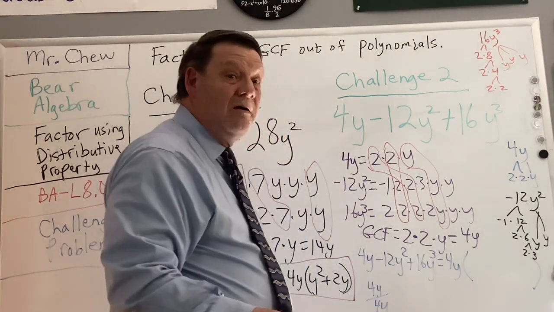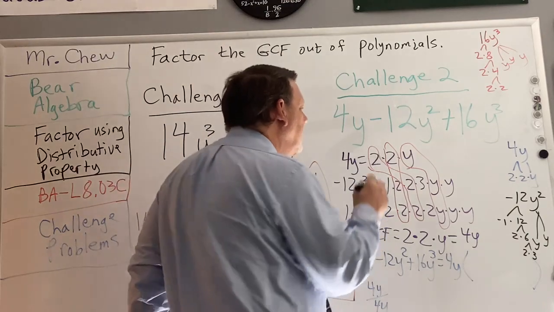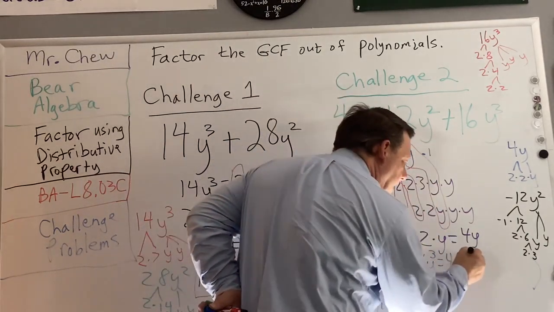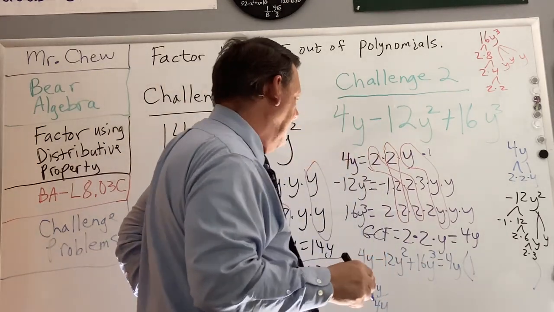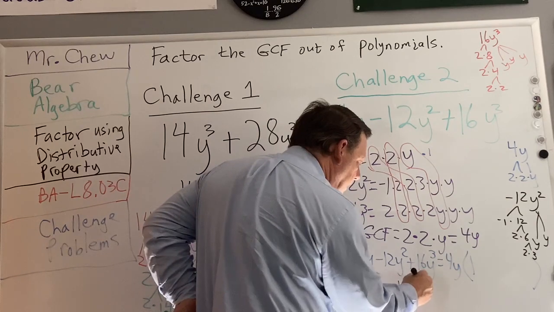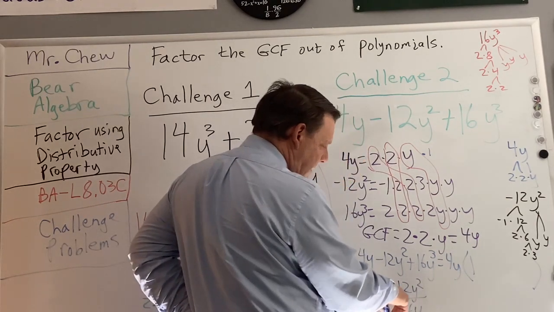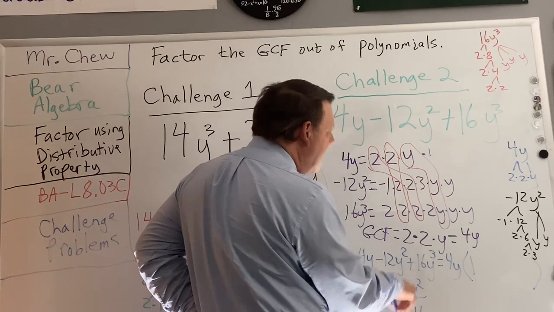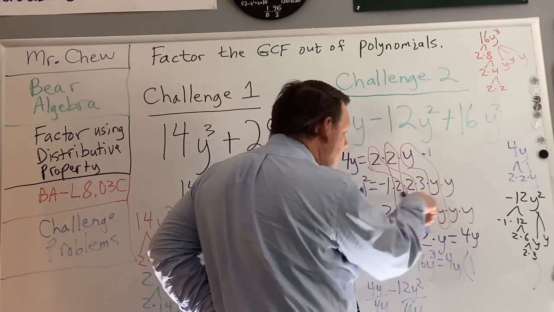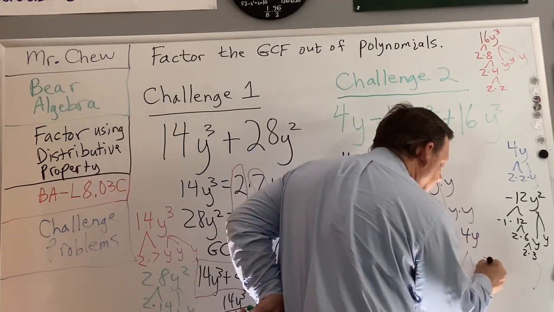So I take my 4y and divide it by 4y. What is anything divided by itself? It's 1, isn't it? Because you could always multiply this by 1. So you've got a 1 right here. Then you can take your negative 12y squared divided by 4y. Well, negative 12 divided by 4 is my negative 3. And y squared divided by y is y. Or I can just take negative 1 times 3 times y, negative 3y.